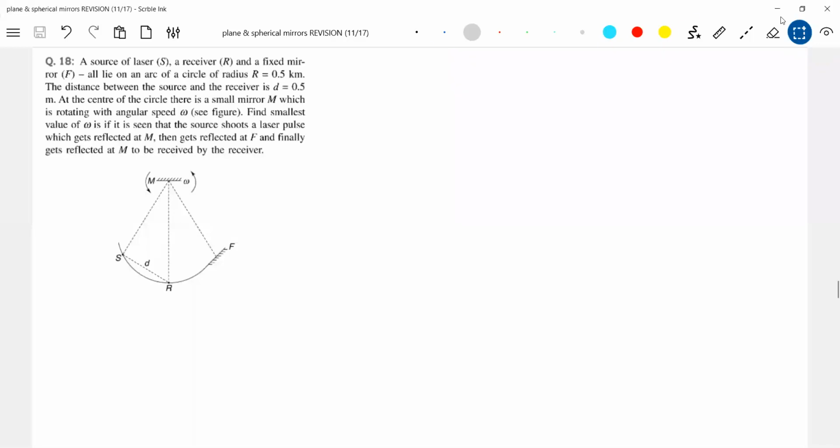Okay, he's saying center, which is rotating with an angular speed omega. Find the smallest value of omega if it is seen that the source shoots a laser pulse which gets reflected at M, then gets reflected at F, and finally gets reflected at M to be received by the receiver.